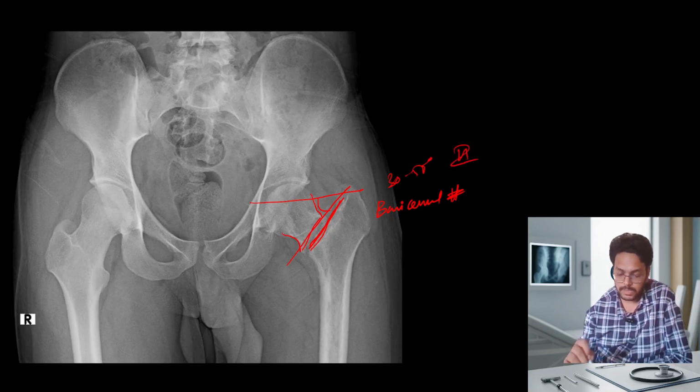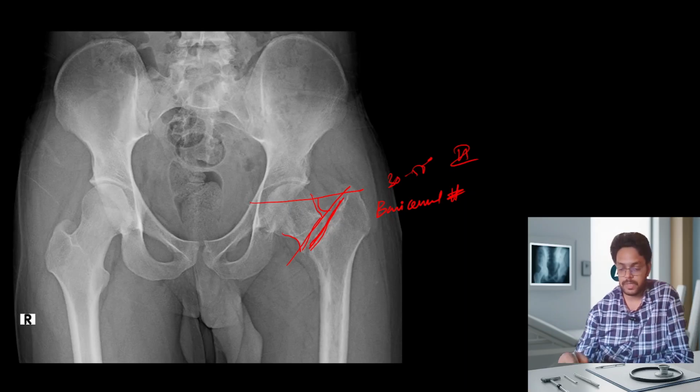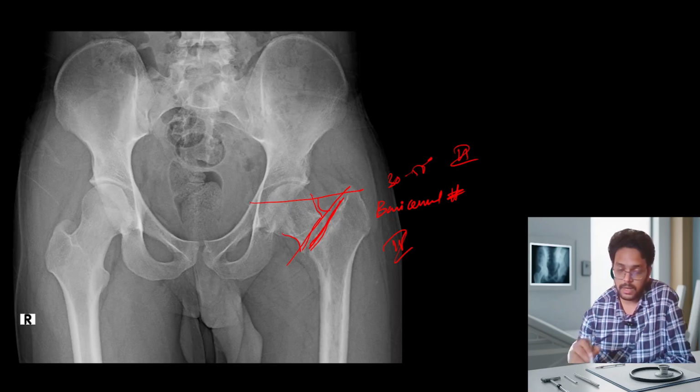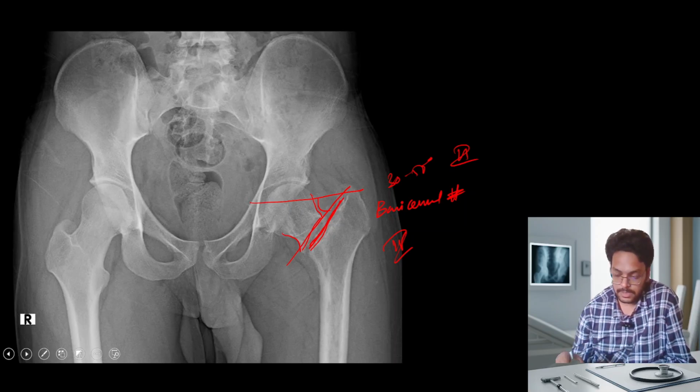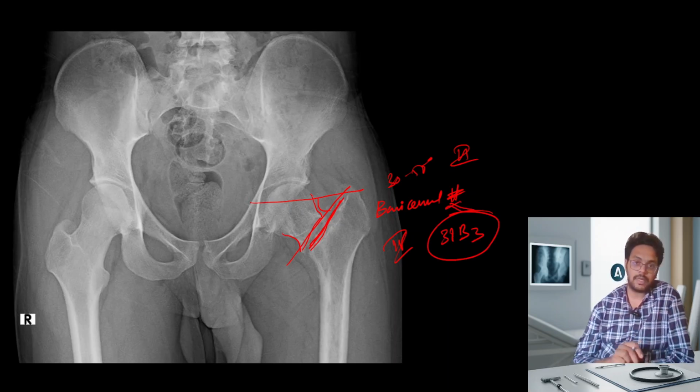What type of Garden is it? It's a displaced complete fracture. It's a type 4 Garden fracture. Okay. What type of AO can anyone tell? AO. Simple. It is 31-B3. 31-B3 is a cervical fracture.